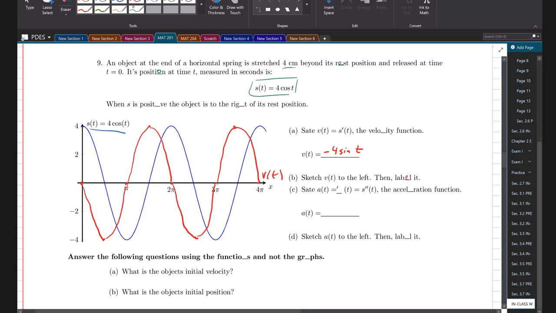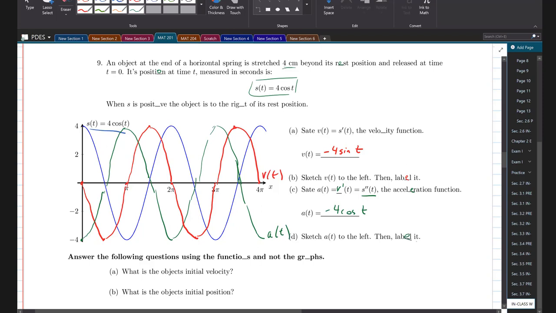Now let's sketch the acceleration function, which is the derivative of the velocity function, the second derivative of our original function. This acceleration function would be minus 4 cosine of t, and we can go ahead and sketch that. That function starts out with a y value of minus 4. And there's the graph of our acceleration function.